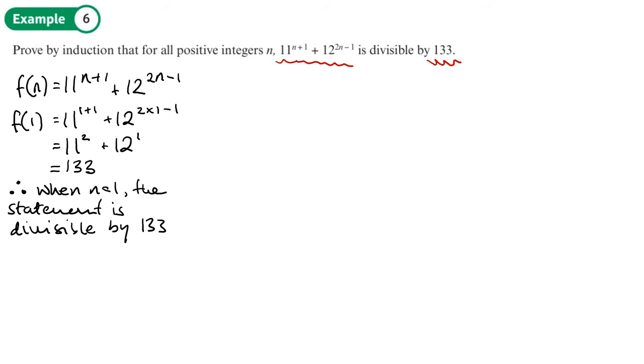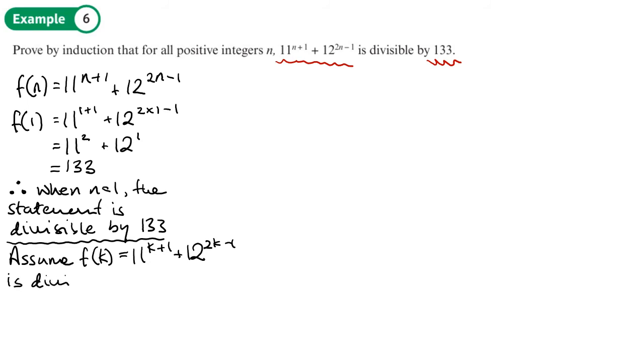You know, you have choices as long as you're clear about your steps and what you're doing. So we're now on to the next step where we're going to assume f of k, which will equal 11 to the power k plus 1 plus 12 to the power 2k minus 1 is divisible by 133. So the next step would be, so we can use therefore.